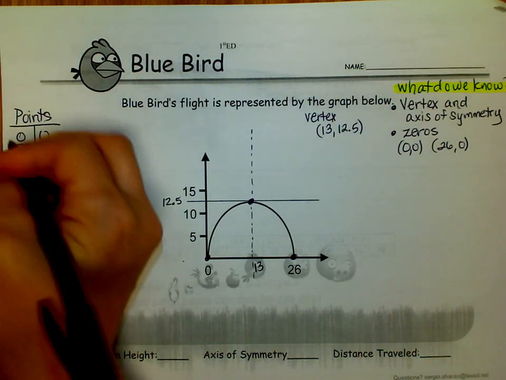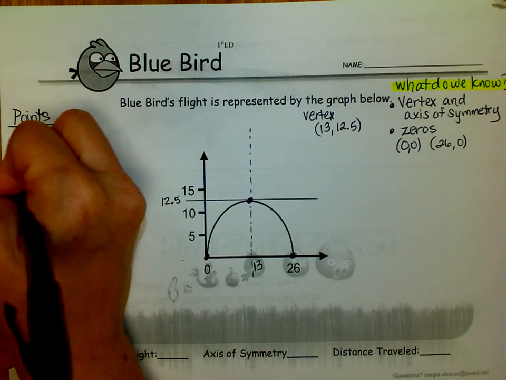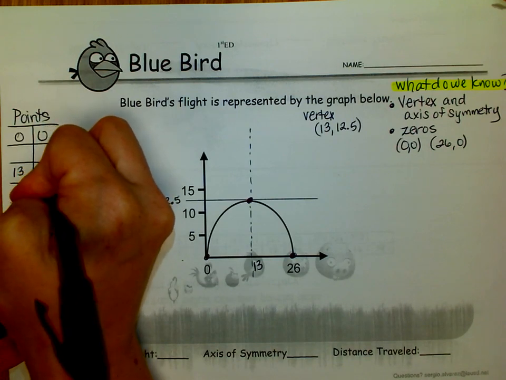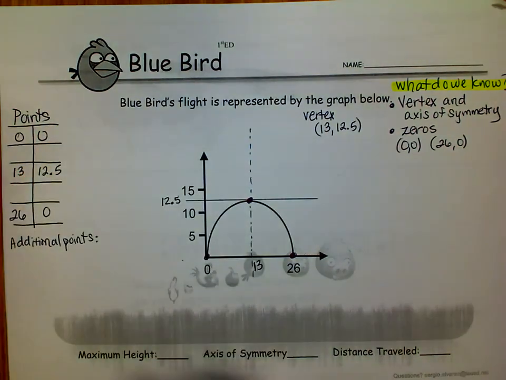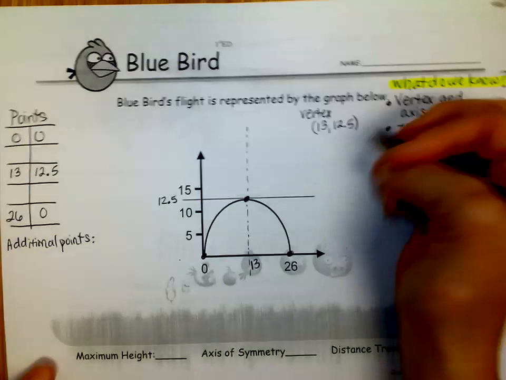First off, I listed our zeros. Our vertex is in the middle, right there at 13, 12.5. And then we're going to choose two additional points in just a moment. But before we can find those additional points, we first need an equation. And so with the information that we've been given, since we do have the vertex, we can definitely use vertex form for this quadratic equation.